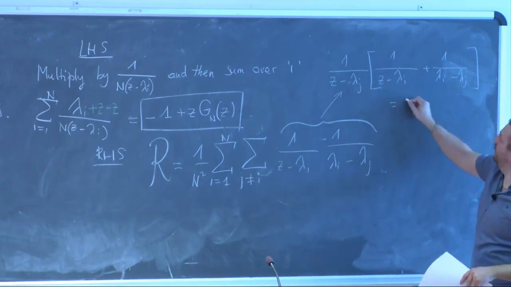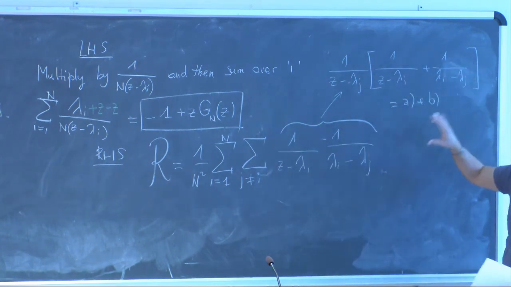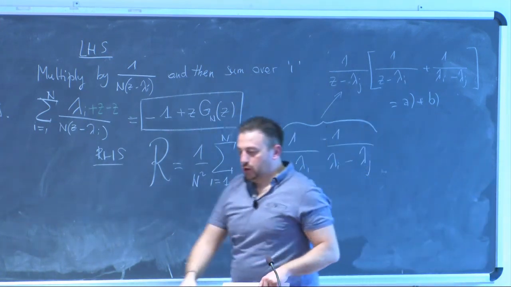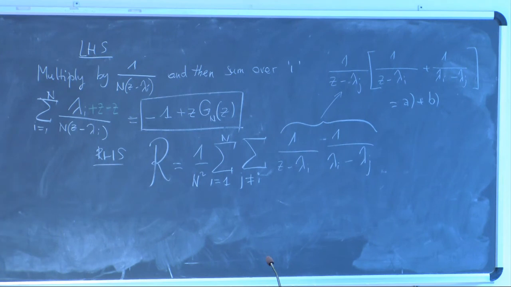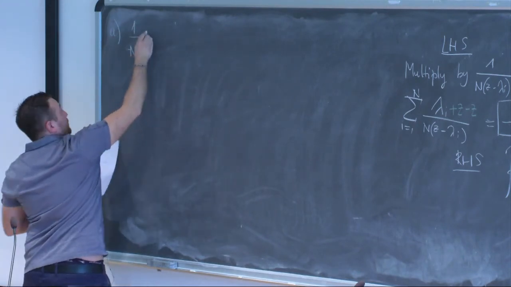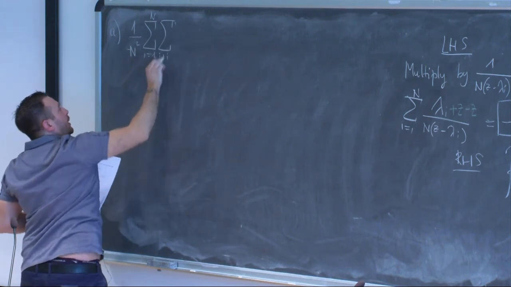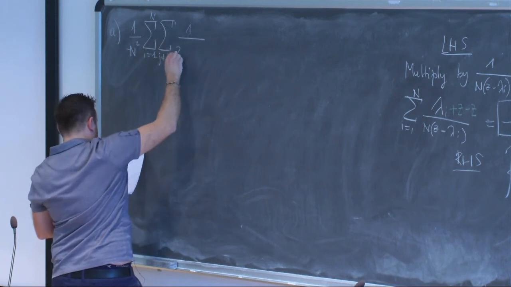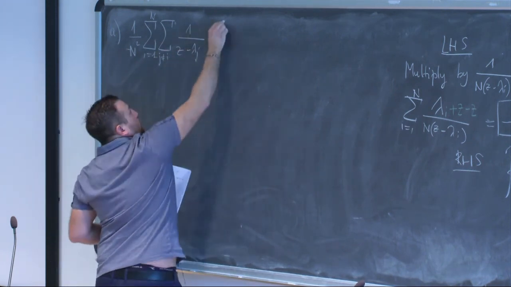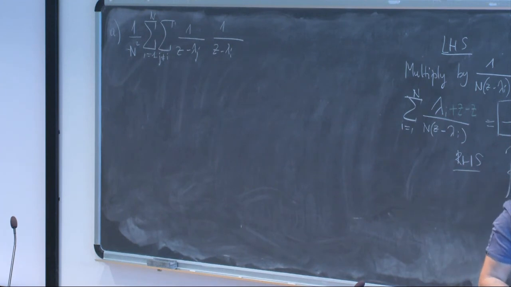And then what we have basically is the sum of two terms, A plus B. So we now analyze the two terms separately. A is equal to 1 over n square, summation over I, 1 to n, summation over j different from I. And we have 1 over z minus lambda j, 1 over z minus lambda I. It's the product of these two guys here.